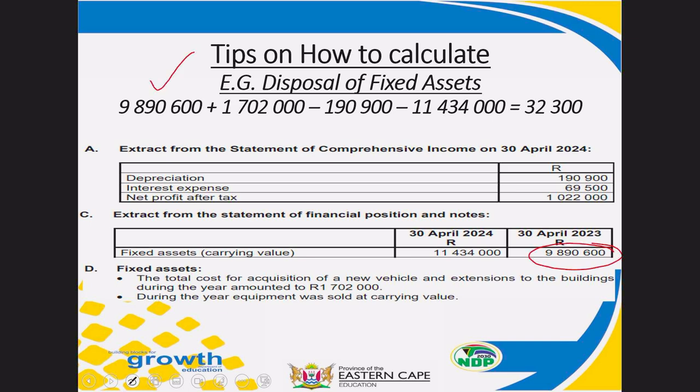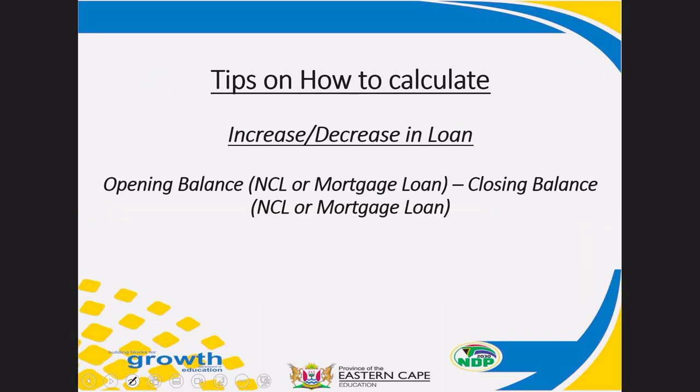There you go. Right? Then you have to add the what? The amount of 1702, which is the acquisition or the purchase of fixed assets. Then you'll have to subtract the next figure, which is 199,900, which is the depreciation. And then, as I said, you will have to subtract the what? The closing balance of fixed assets carrying value. And then you get the total amount of 32,300.